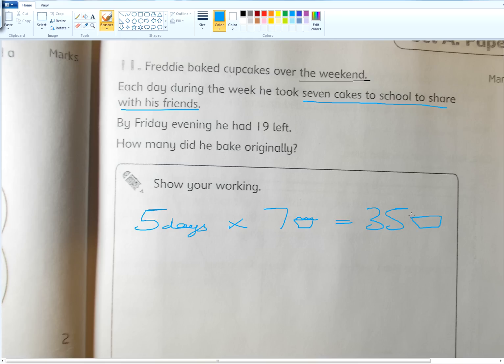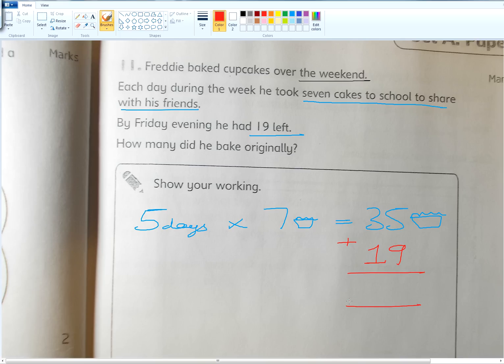35 cupcakes. Okay? Because by Friday evening he had 19 left. So he had 19 left at home, wasn't it? Yeah? So let's have a look at that. So he had 19 left over. How many friends did he have?